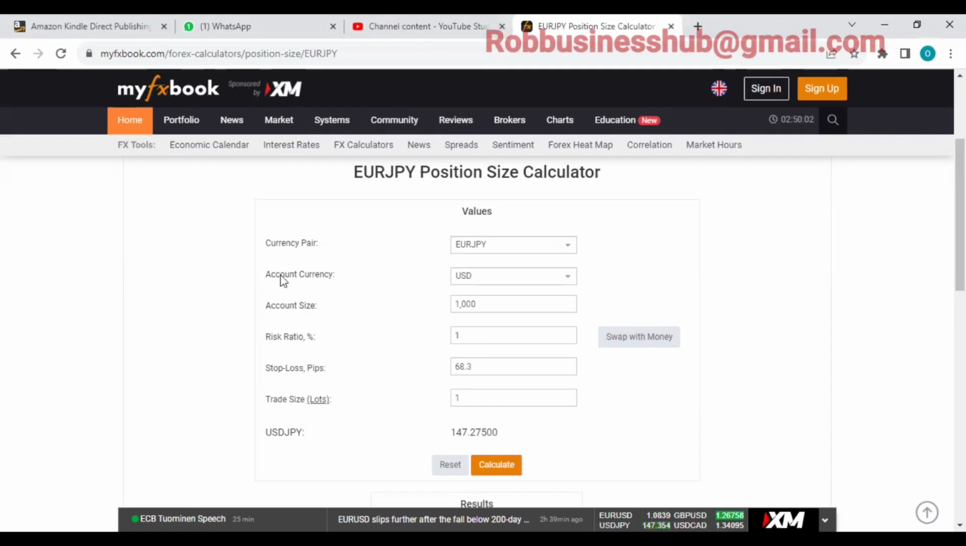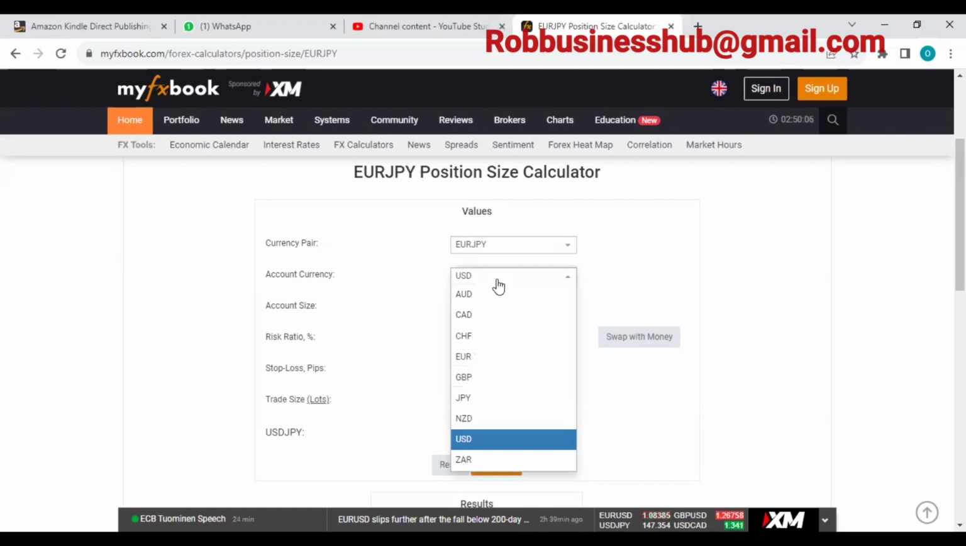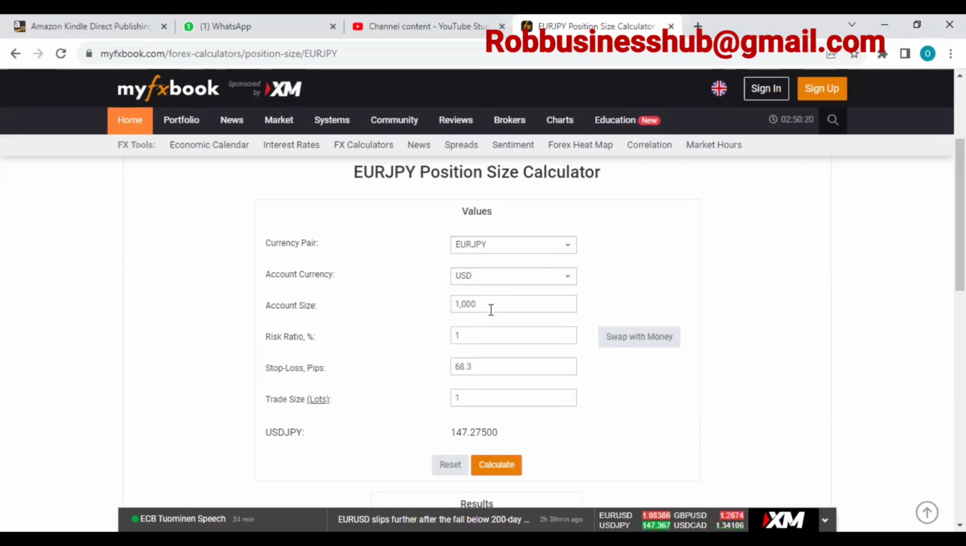Then the next one is account currency. Is it USD? Is it Euro? Is it GBP? What is the currency of your account? In this case, we are using USD because it's a USD account. Now, what's your account size? You put your account size. In this case, we're using a $1,000 account.